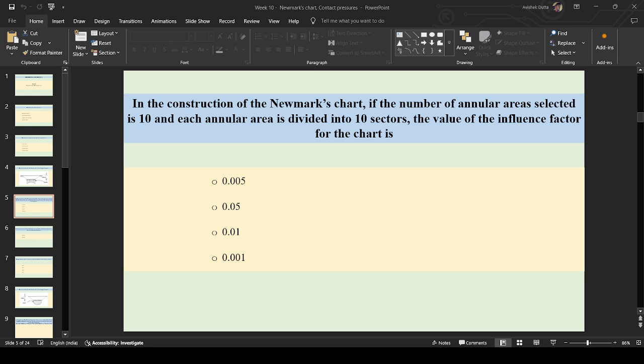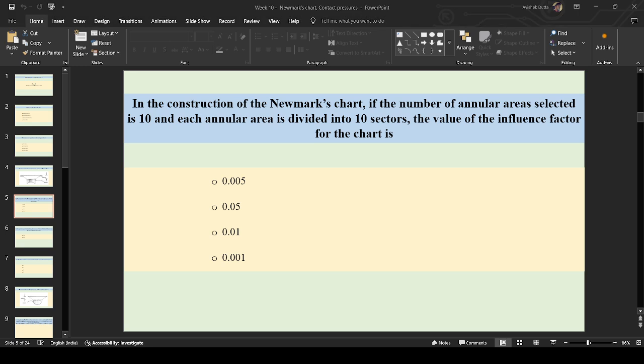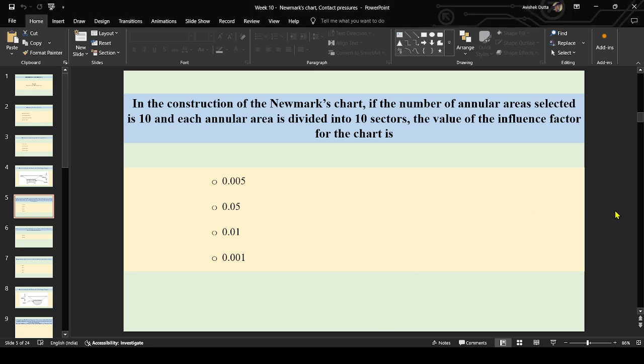Someone has joined right now. This is to inform you that this is the fourth question. Please write down the question from the current one. The topic is Newmark's chart and contact pressures. This is the 10th problem solving session.